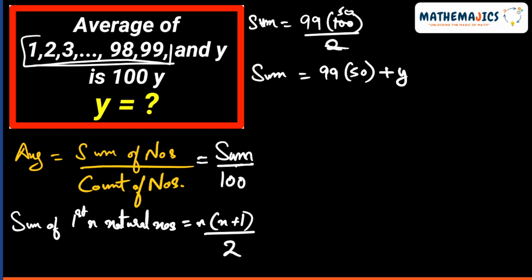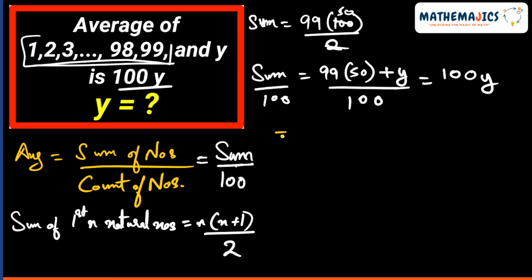And what is the count of numbers? That is 100. So sum upon 100. This will be the average. And average is 100y. This is equals to 100y. Correct? So let's solve this. If we solve this, we will get 99 times 50 plus y is equals to 10,000 y.